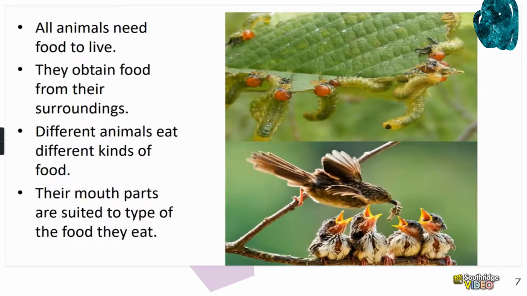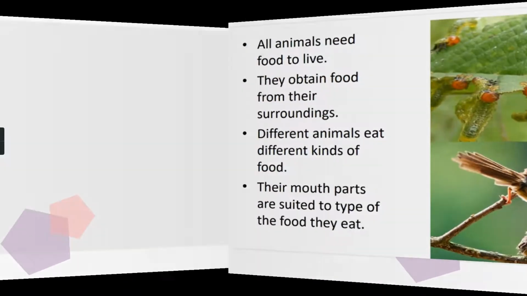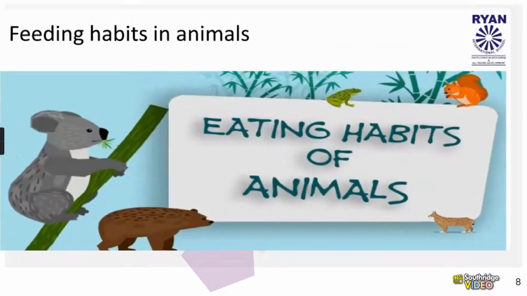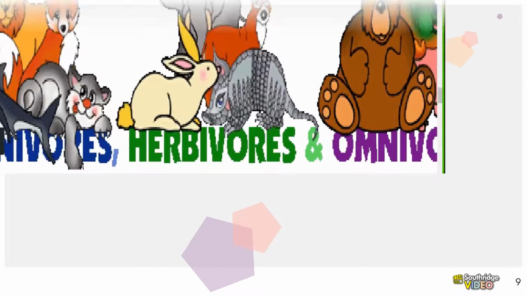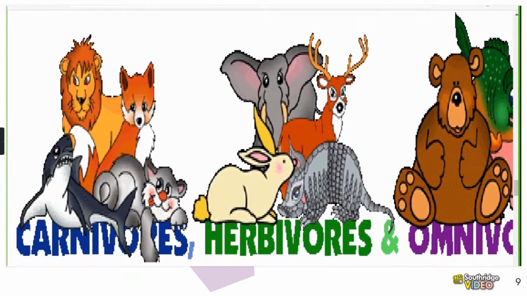All animals need food to live, like human beings, birds, insects, animals, and other microorganisms; they all need their requirements to survive in this world. They obtain food from their surroundings. Different animals eat different kinds of food. Their mouth parts are suited to the types of food they eat. Eating habits of animals. Now comes feeding habits. So, there are different types of animals divided.